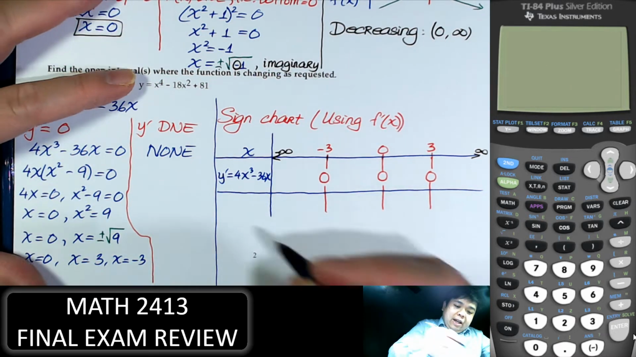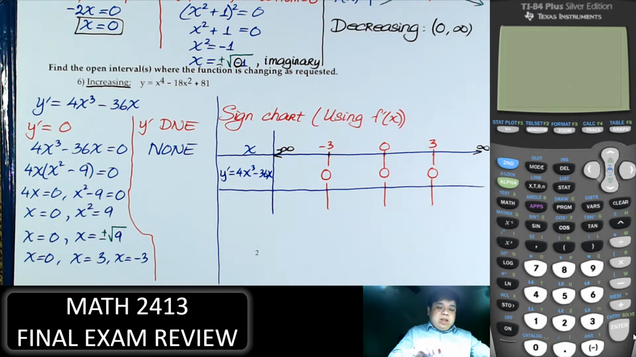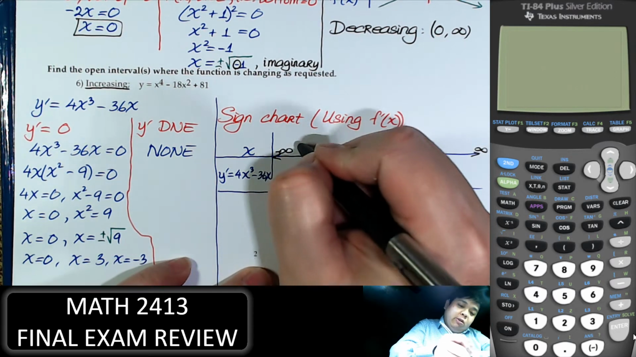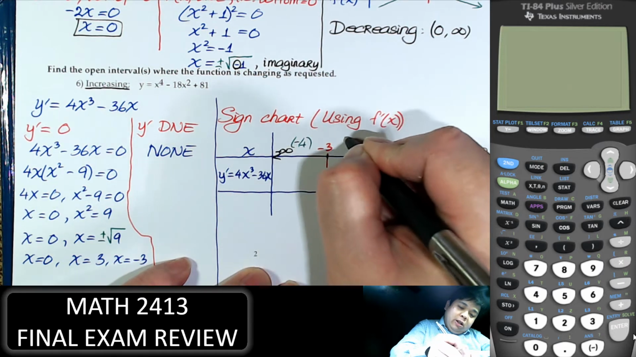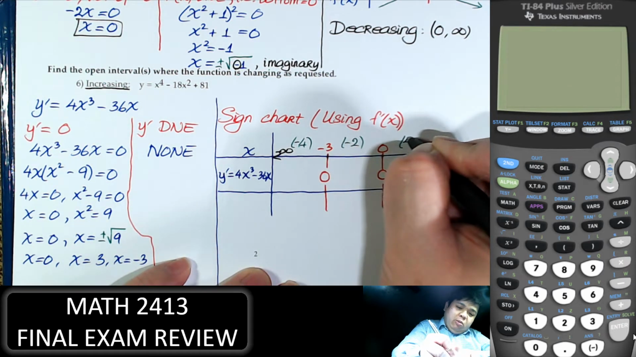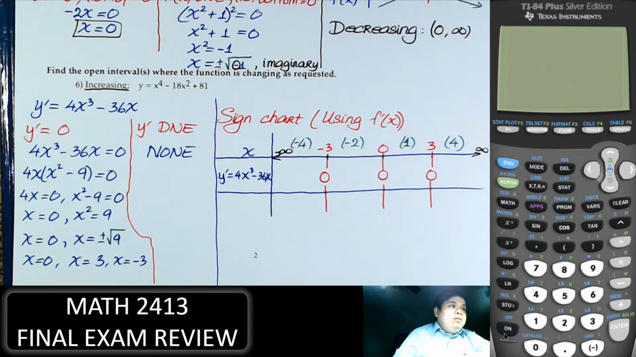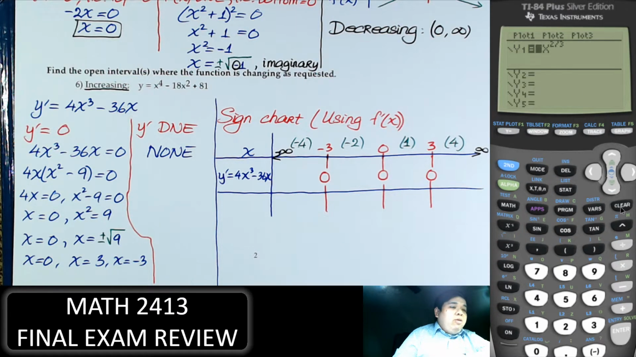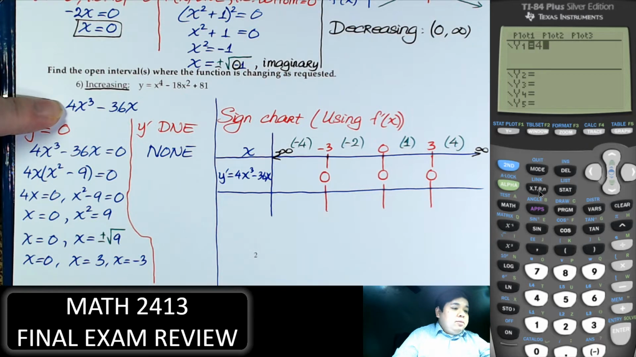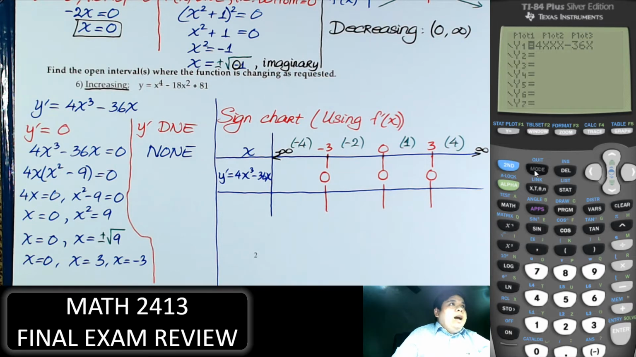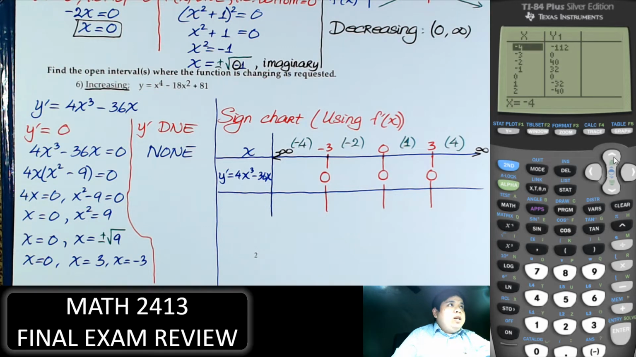Right, and then pick the test points. The test points will be in between the intervals. I choose negative 4, negative 2, positive 1, and 4. Right, put everything into the derivative. So let's put that in the function. I'm going to put in the derivative and then evaluate at these points. Those are integers, so we can just look them up in the table, right?